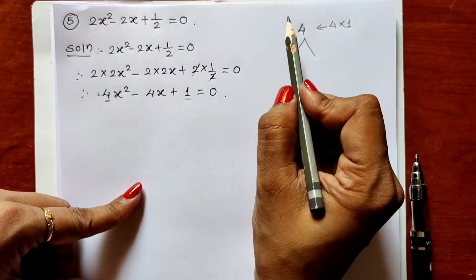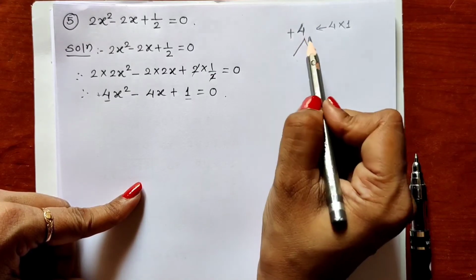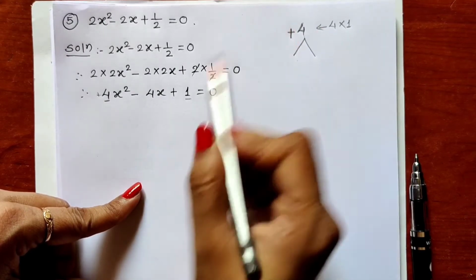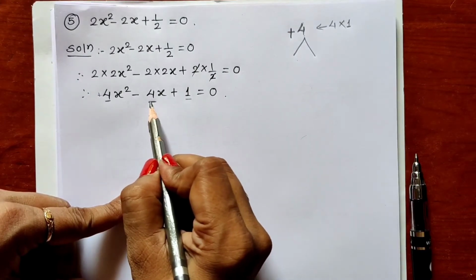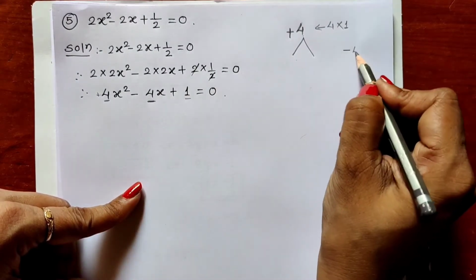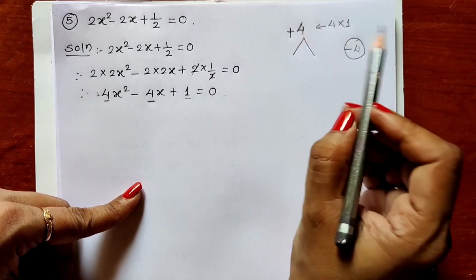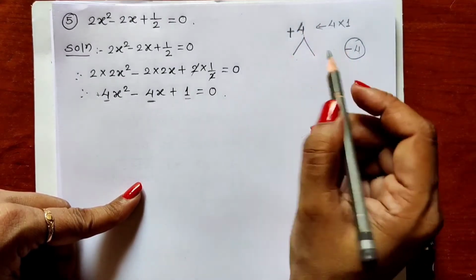Plus into plus is plus. So plus 4. That means we will have to find out two factors of 4 whose addition should be the coefficient of the middle term. The coefficient of the middle term is minus 4. So we will have to find out two factors of plus 4 whose addition should be minus 4. Which are two factors of 4?